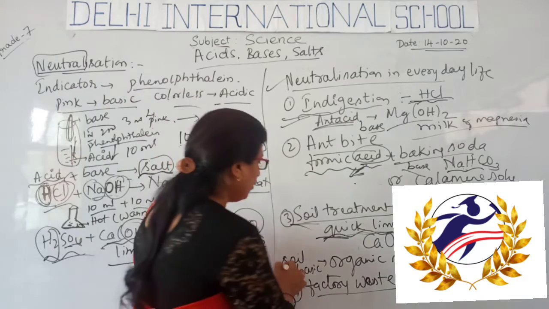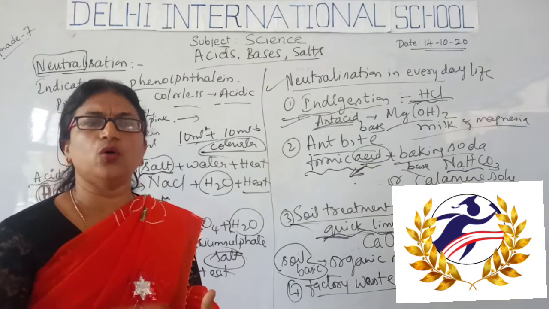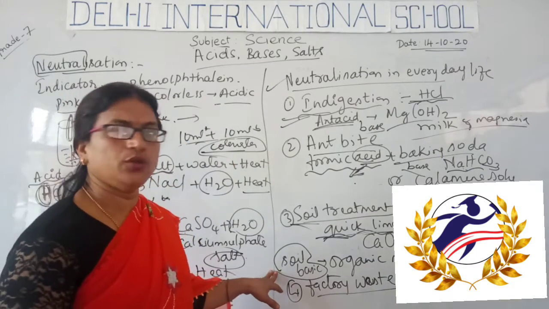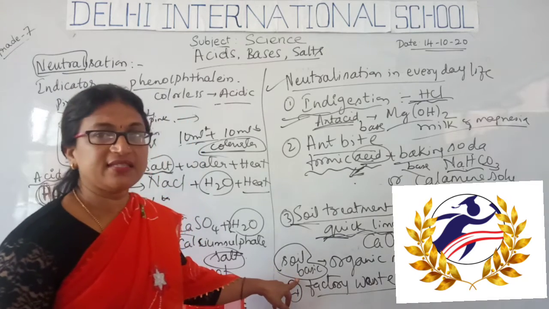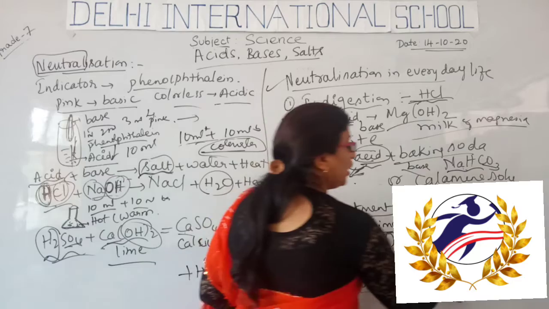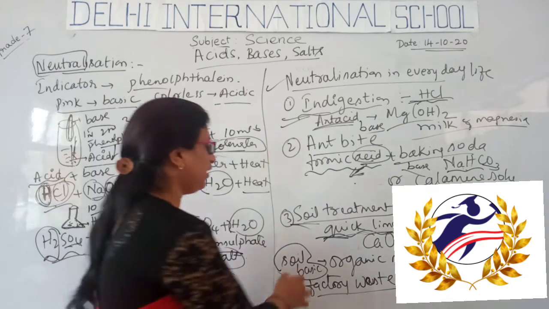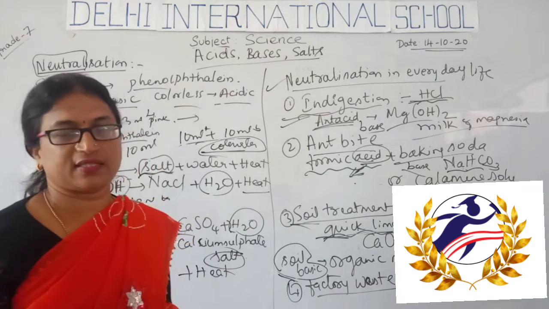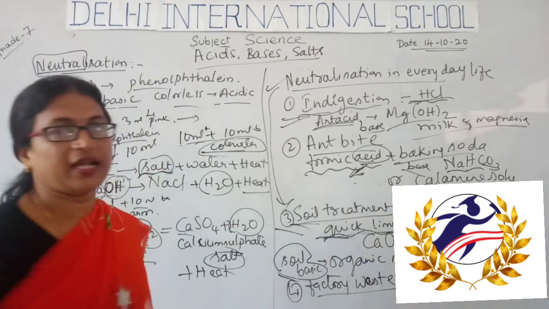In the same way, when the soil gets basic nature, due to some reasons, after growing some crop, the soil becomes basic, then we have to add compost, organic matter, organic manure. Then we can reduce the effect of base. So this is how neutralization is helping in soil treatment.